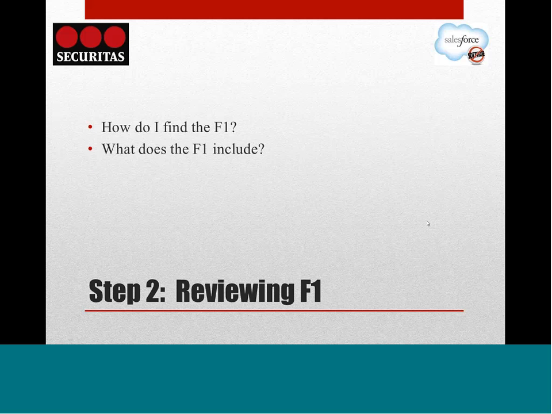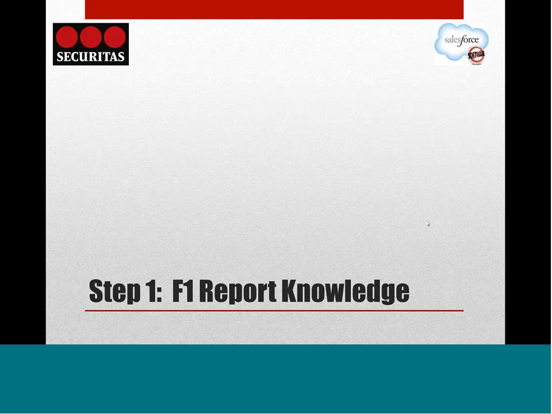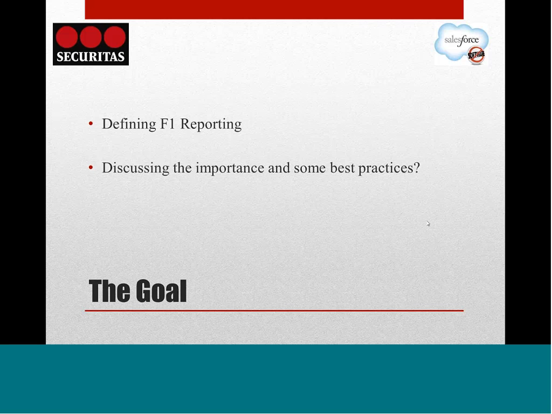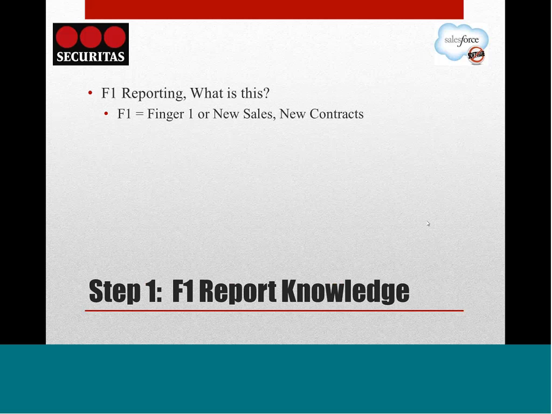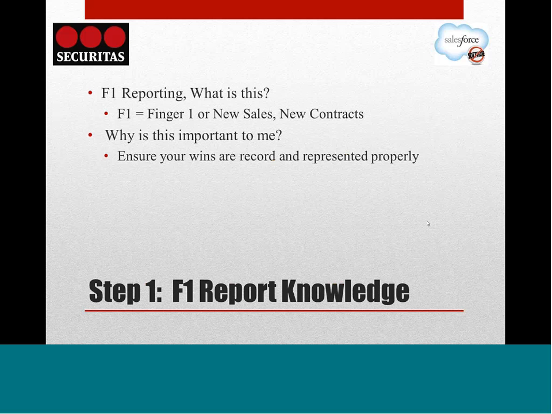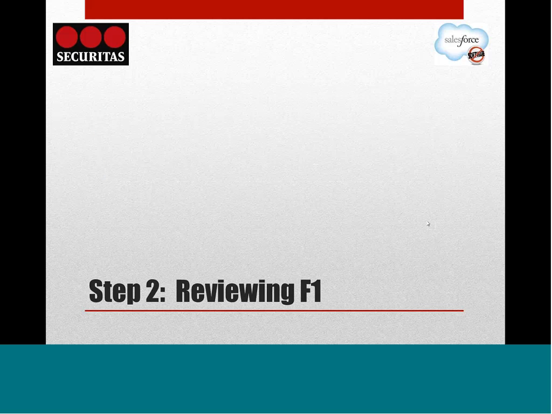So let's just go back to the beginning again and cover the basics. Again, our goal: defining the Finger One, discussing the importance and best practices. What is it? It's our new sales report, all the new contracts that come in that fit certain criteria, and we'll cover the criteria once we look at the report. Why it's important: ensuring that all of your Finger One criteria sales were entered properly and therefore reflected on the report, and leveraging the momentum of those wins if there's business in your territories that you might be able to partner up and add an addendum to an existing MSA to make an easy sale.